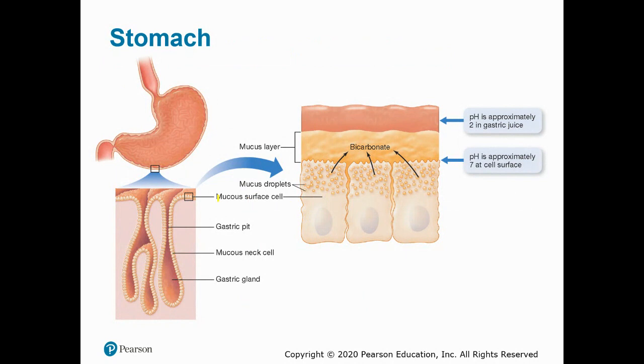So here are the mucus surface cells. Remember, we said that first layer of the digestive tract is called the mucosa. So these mucosal surface cells actually secrete mucus droplets and bicarbonate, which forms then this mucus layer that sits right in front of, or you can think of maybe on top of, these surface cells, protecting them from the rest of the chyme, which is super acidic due to the gastric juice acidity.